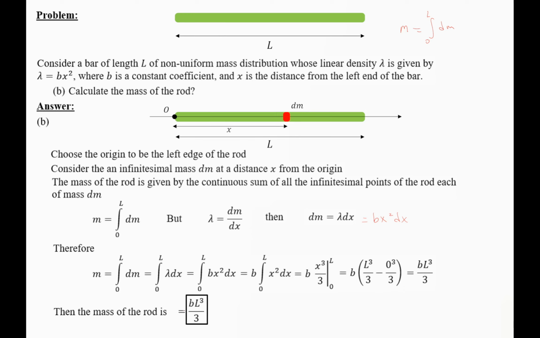Now here let's do the following check. How come this is a mass? We can do dimensional analysis. B is given by kilogram per meter cubed from the first part, and L cubed would be meter cubed, so meter cubed with meter cubed would cancel, and that would be kilograms.